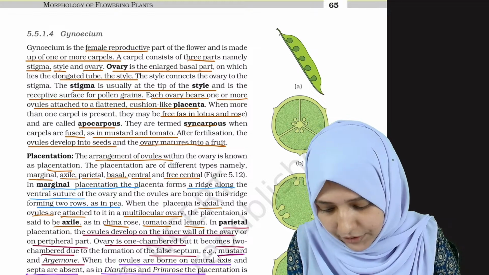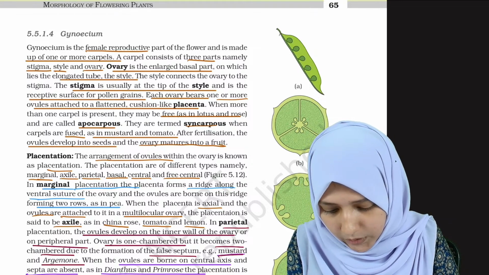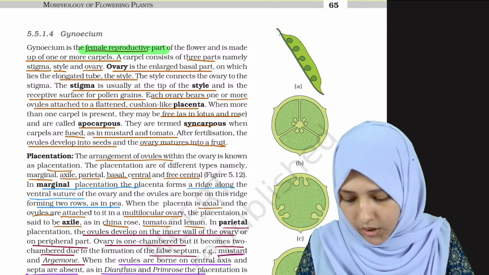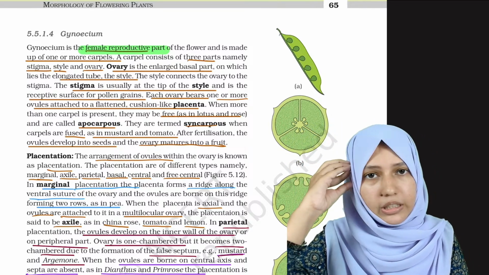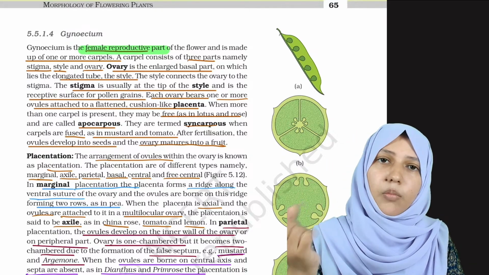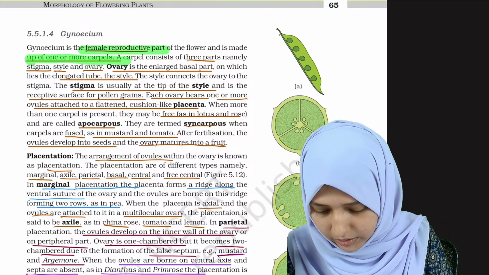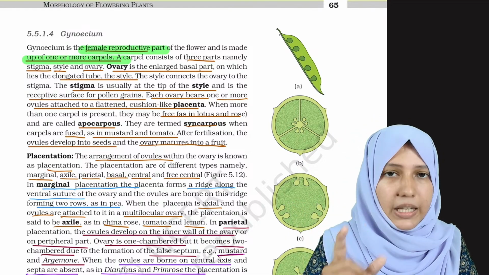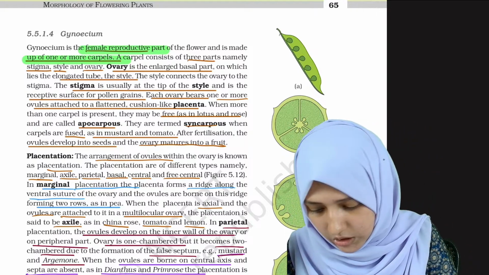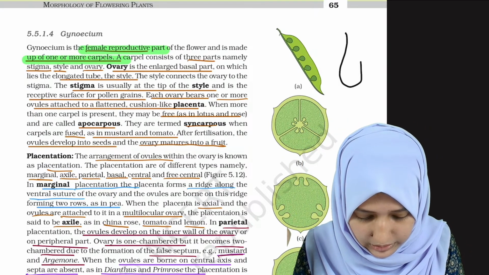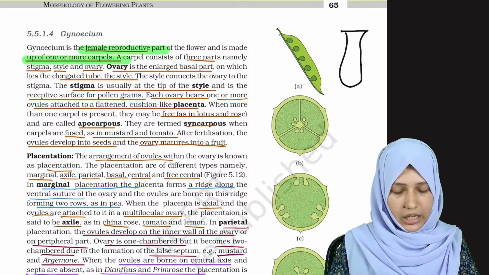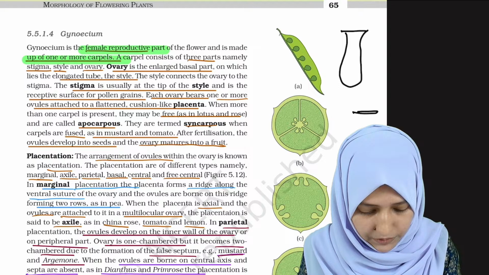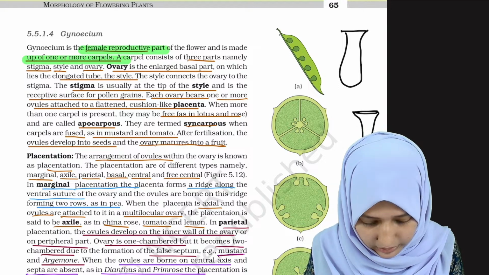Gynoecium is the female reproductive part of the flower and is made up of one or more than one carpels. And what is a carpel? Carpel is the reproductive organ, and a carpel has three parts. This can be a carpel, and if we draw it more specifically, this carpel will look like this.